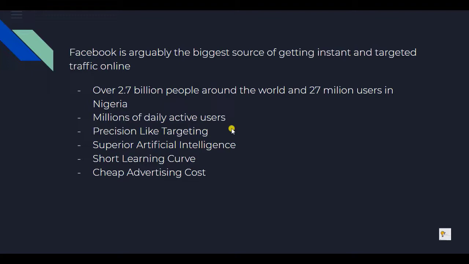Another good thing about using Facebook for advertisement is the short learning curve. It means that Facebook is easy to use.